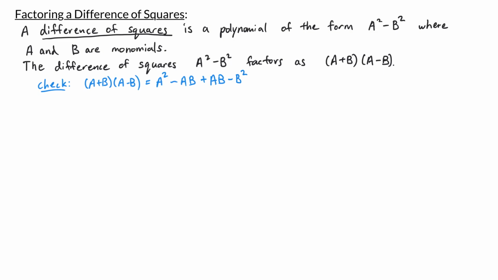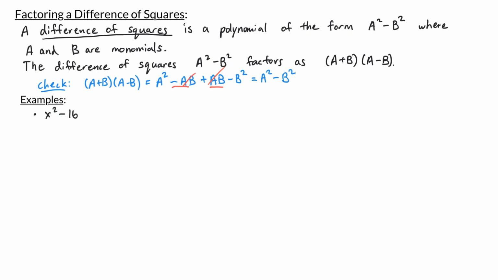Now if I simplify this, we notice that we have a minus ab here and a plus ab here, so those will cancel out, leaving me with just a squared minus b squared. So we see here that a plus b times a minus b is equal to a squared minus b squared, which tells us that we have the correct factorization. Let's work through a few examples.